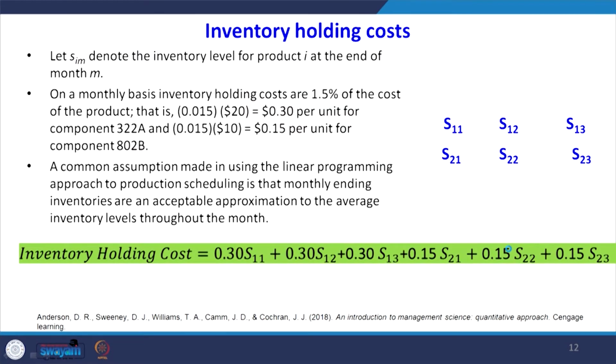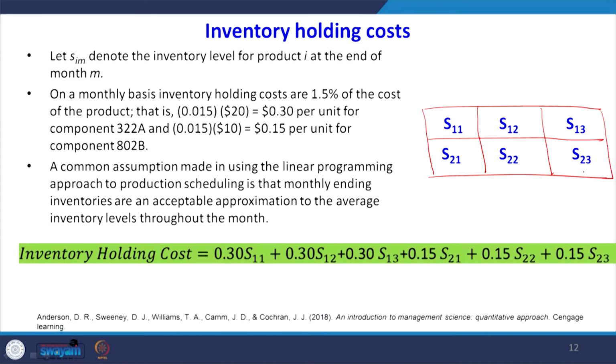The next component is inventory holding cost. For inventory holding cost we are going to use the decision variable S. When I say S11, for example, the first index is the product, 1 or 2, and the second is the month, 1, 2 or 3. Here S represents the inventory. So SIM denotes the inventory level for product I at the end of month M.